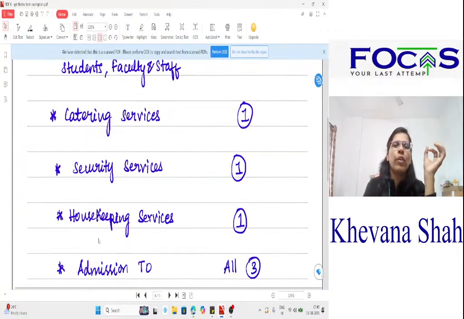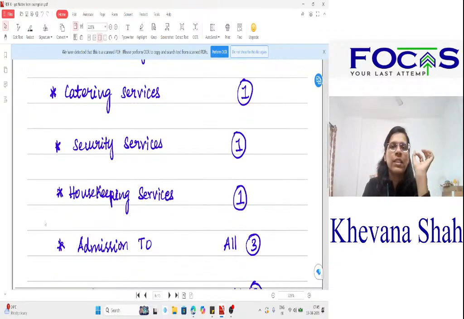Similarly, if you are providing any security services or any housekeeping services to students, faculty or staff members of an educational institution, then these services will come under your exempt category of services.